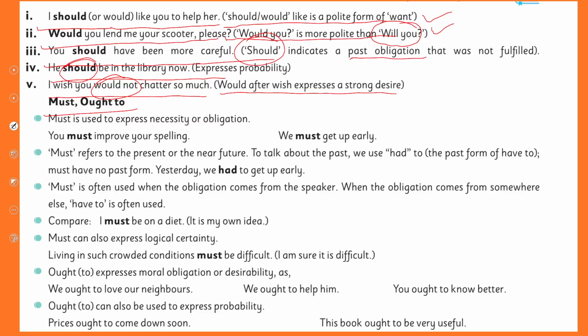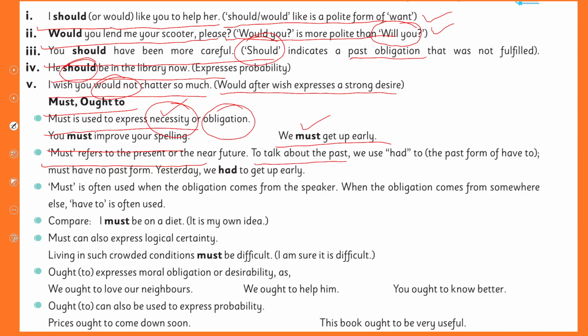Now, must and ought to are used. Must is used to express necessity, that something is necessary or something is obligatory. You must improve your spelling, because improving spelling is a necessity. We must get up early. It could be a necessity, it could be an obligation. Must refers to the present or the near future.